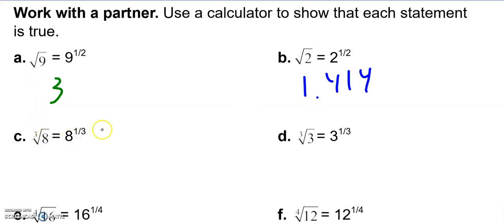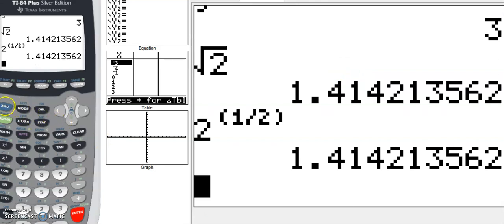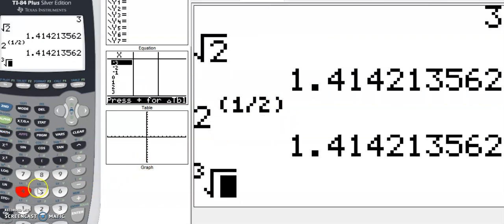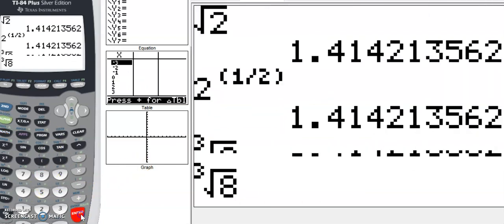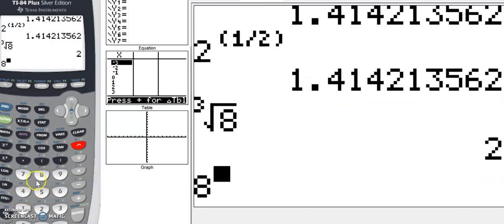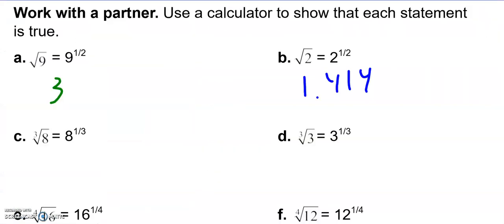Here I have the cube root of 8 and 8 to the 1/3. And so this is where it might start getting a little more complicated typing into our calculator. To do a cube root, if you hit math, and then notice the fourth choice down right here has the little 3 and then the root. So I'm going to type 4, and then we want the cube root of 8. We get 2, and then we're also doing 8 to the 1/3, and we get 2 as well.